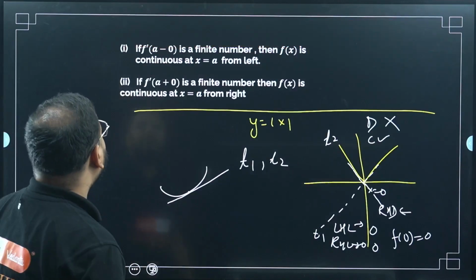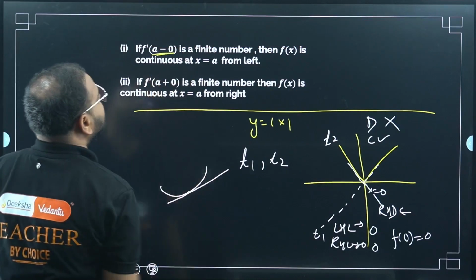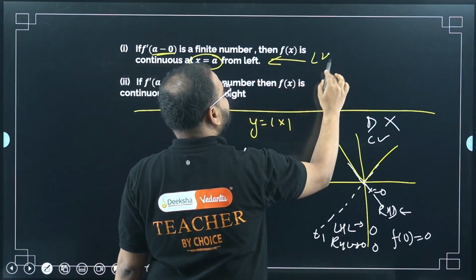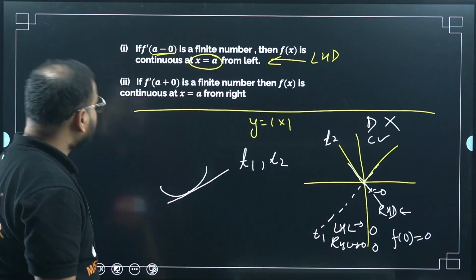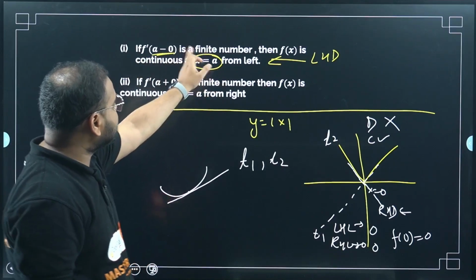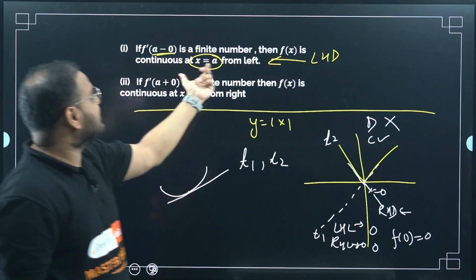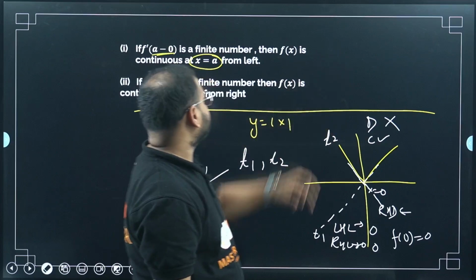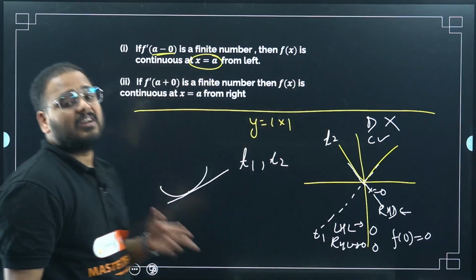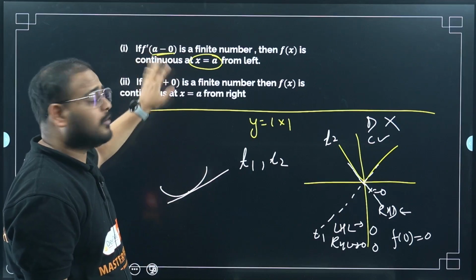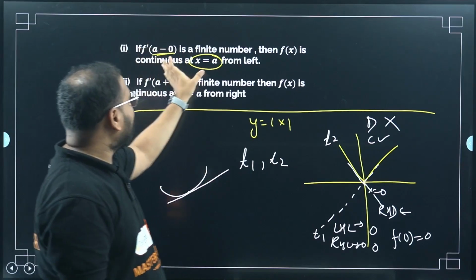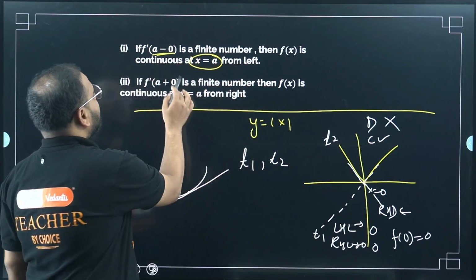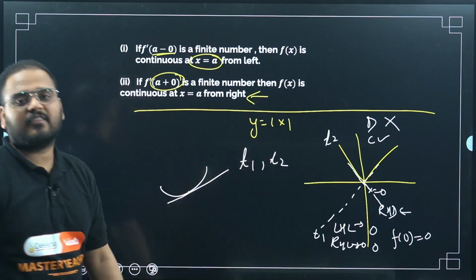Alright, please check this. So the function's derivative, what does this represent? Basically at x equals a, we are trying to find what? LHD, right? Left hand derivative. If f dash of a minus 0 is finite, then f(x) is continuous at x equals a from the left. If I'm finding this limit value, f dash of a minus 0, and I get a finite number, then I can call the function continuous from the left end. And the same goes with a plus h, then we'll consider from the right hand.